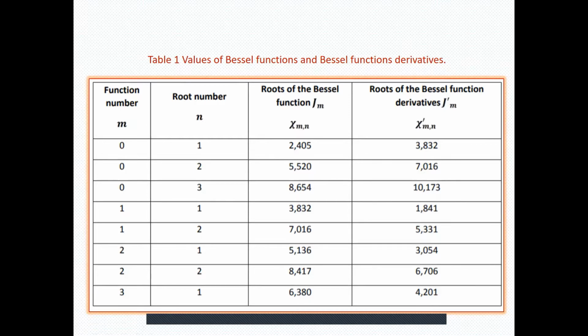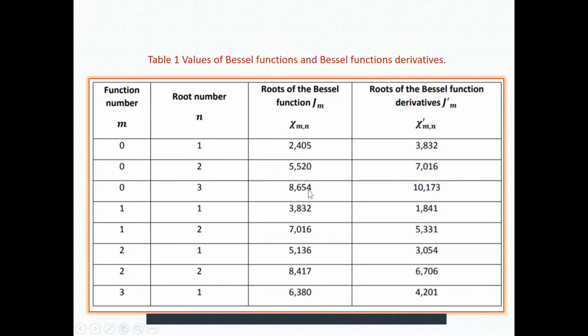Here we are taking 8 different configurations of M and N. So these are 01, 02, 03, 11, 12, 21, 22, and 31. These are the different modes. For 01, the root of the Bessel function is 2.405. For 02, the root of the Bessel function is 5.520.